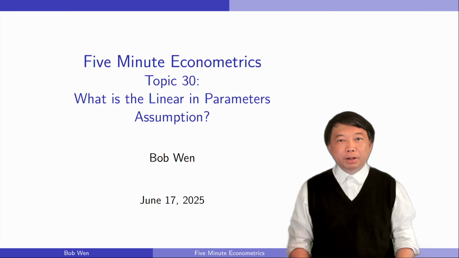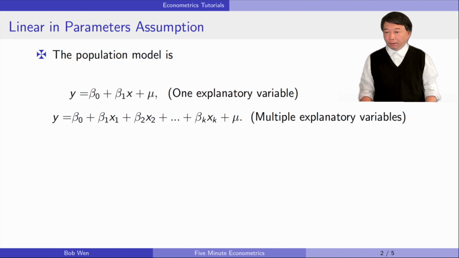Today, we will explore the linear in parameters assumption for the population model. The linear in parameters assumption is for the population model. It is one of the classical linear model assumptions. All the classical linear model assumptions are for the population model instead of the estimated model. You can refer to my previous video for an explanation of the difference between the population model and the estimated model.